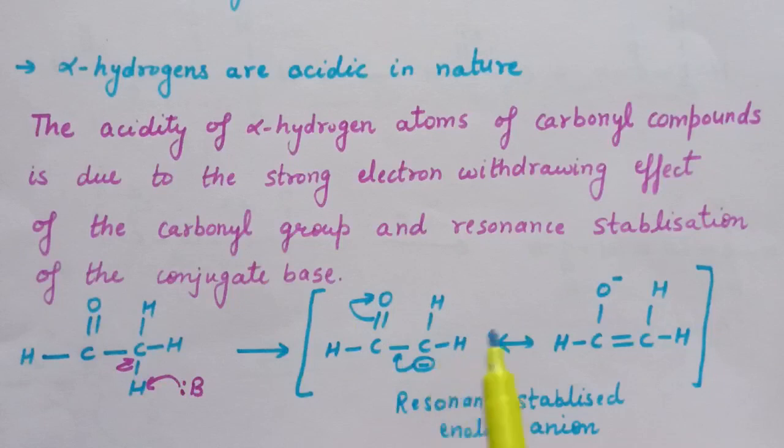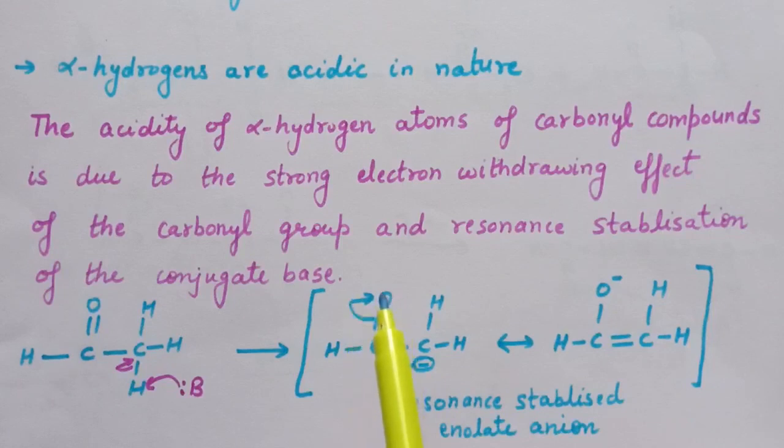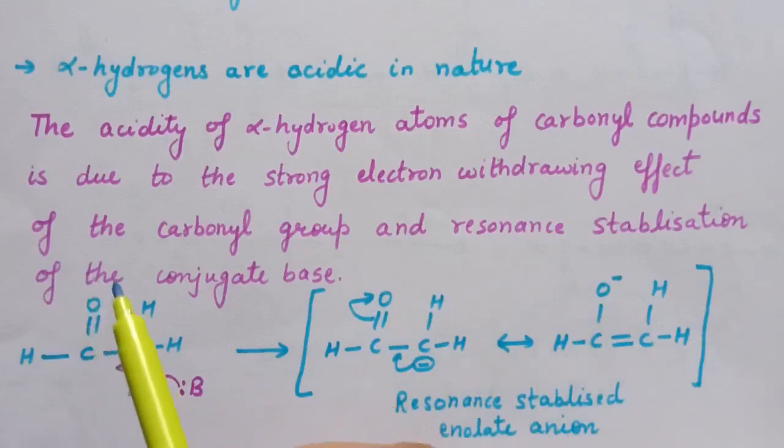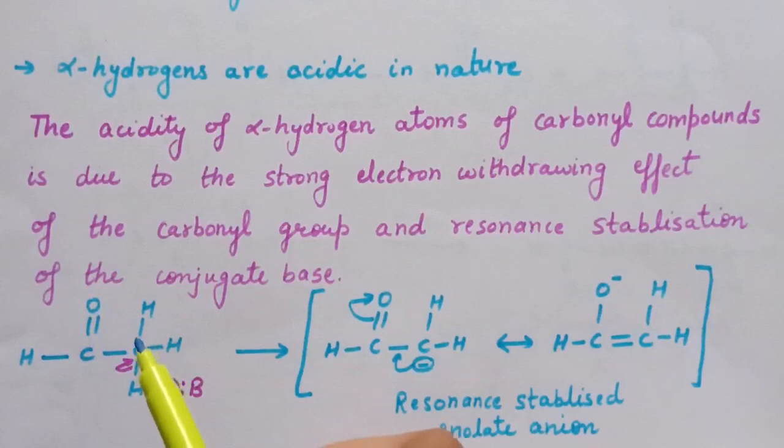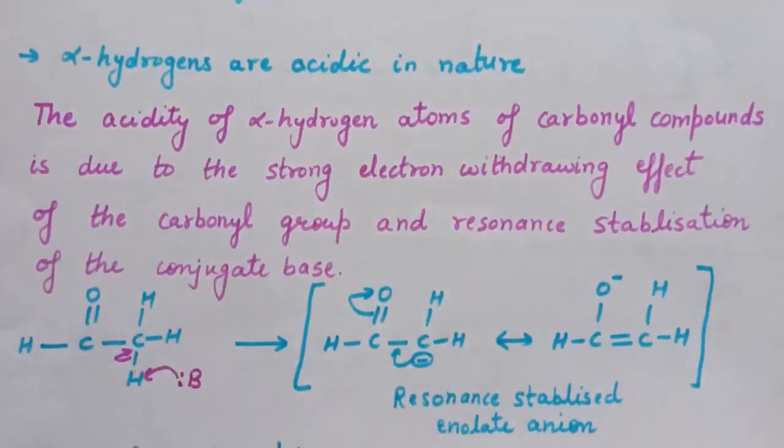Now this enolate ion is resonance stabilized. This negative charge is shifted here, and due to high electronegativity of oxygen, the pi bond is shifted on oxygen, and this is the resonance stabilized form of enolate anion. So due to strong electron withdrawing effect of carbonyl group, the hydrogen attached to the alpha carbons are acidic in nature. Now next is reactions due to acidity of alpha hydrogens, that is aldol condensation reaction.